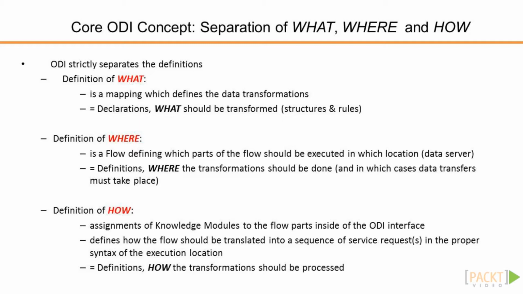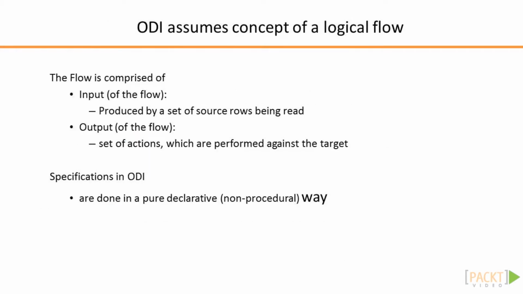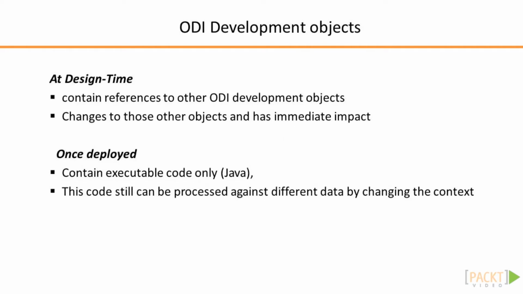So, how does it work in ODI? For this, let me first illustrate the data flow. ODI assumes the concept of a logical flow, which means the set of source rows equals the input of the flow, and the output of the flow is a set of actions that are performed against the target data set. We'll now look into developing with logical objects. In ODI, you always develop on logical objects. Logical objects are abstracted from real physical objects, but at the same time removing the complexity of your source data. This is all to make your development easier.